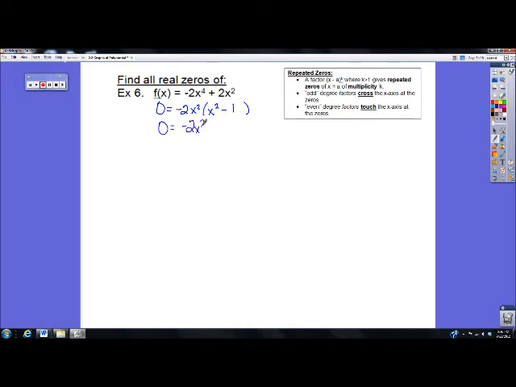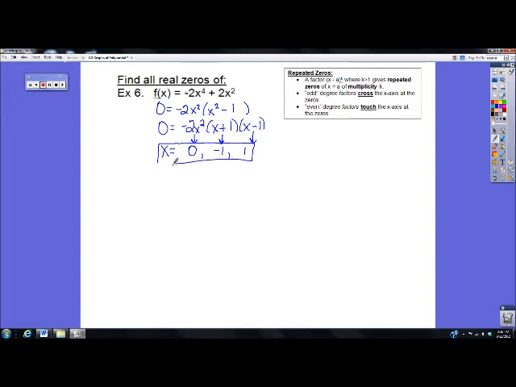So I have negative 2x squared. This can factor again. This is still the difference of squares, so this factors into x plus 1 and x minus 1. Okay, so I have 3 factors, so from there I'm going to get 3 zeros. If I set negative 2x squared equals 0, I'm going to get 0. From here I'm going to get negative 1, and from here I'm going to get positive 1. Okay, so these are my 3 zeros.